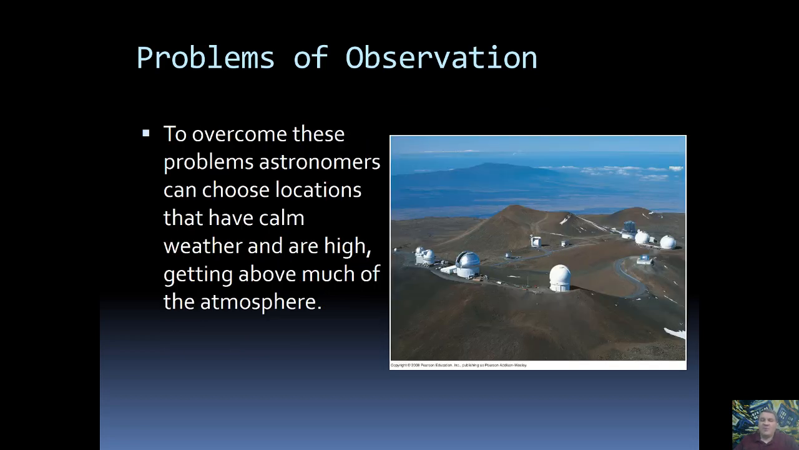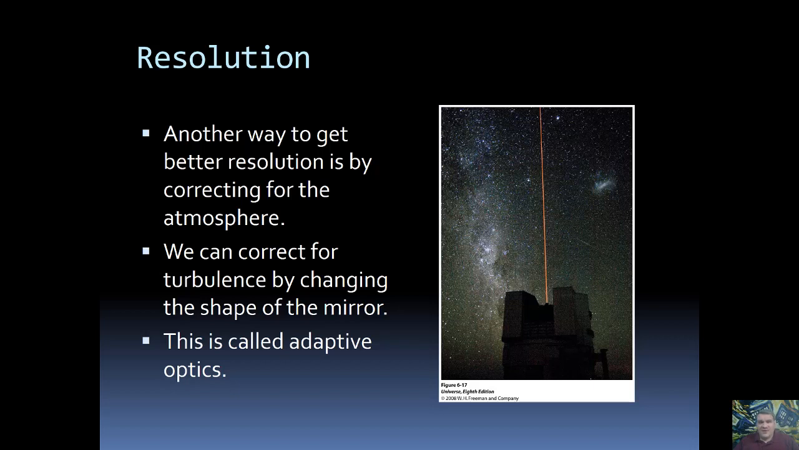Now, to overcome these problems, there are some things we can do. One, we can build telescopes on the tops of mountains. On the top of the mountain, we're looking through the least amount of atmosphere, which means we're going to get the least amount of distortion. Something else we can do is we've actually developed technology to help us deal with these problems. This is what is known as adaptive optics.